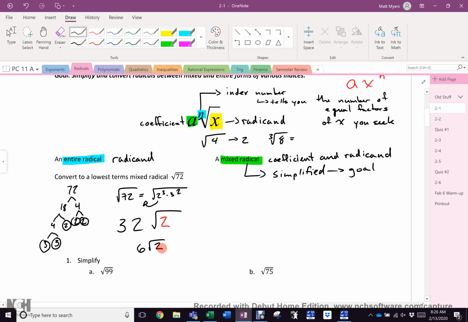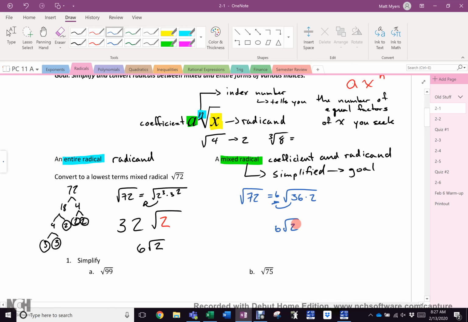Everybody remembers this now? Good. Now, of course, the shortcut is the root of 72 is the exact same thing as the root of 36 times 2, isn't it? If I go with the root of 36, I can stop right there, because what is the root of 36? 6. So I can bring out that 6, and I'm left with 6 root 2, and it saves me a lot of steps.